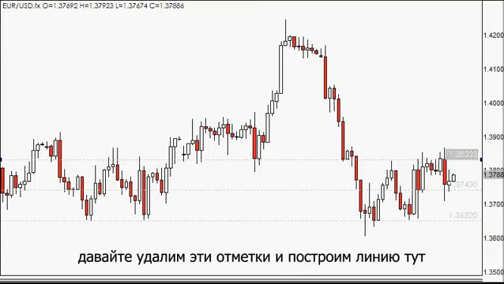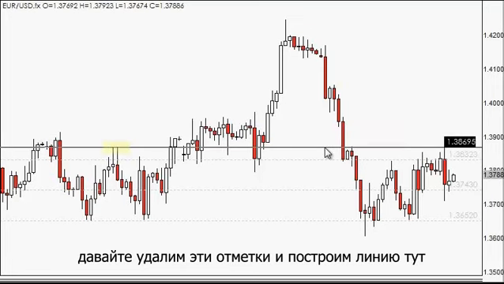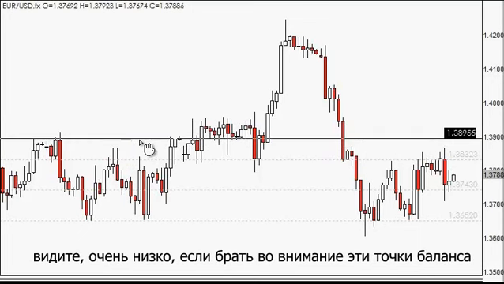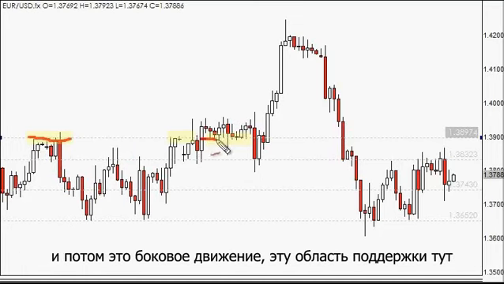So let's remove these boxes real quick. We'll throw a line in there. See, that's too low if you want to place it on these bounces here. See, that looks a little better because here we can see that we're placing it based on this bounce and then this sideways movement. So this area of support here.